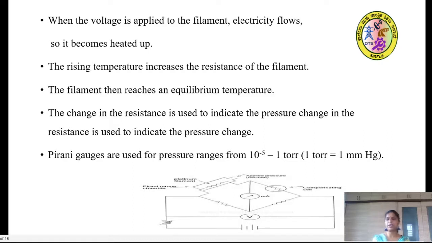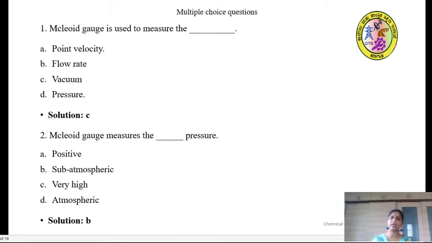So these have been used to measure pressure ranges from 10⁻⁵ to 1 torr. So having the knowledge of the capsule gauge, the Pirani gauge, and the McLeod gauge, what we have learnt is the Pirani gauge, McLeod gauge, and the capsule gauge.